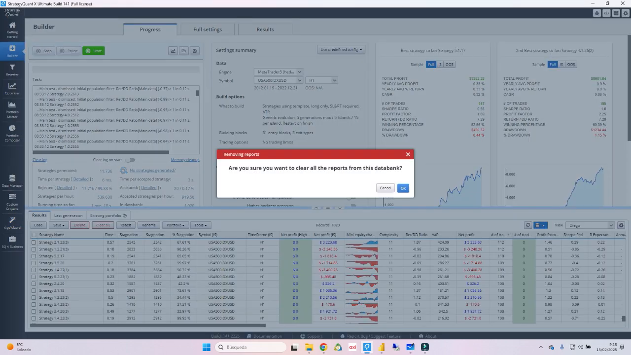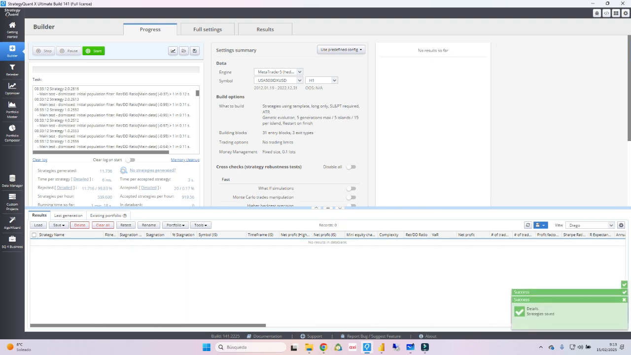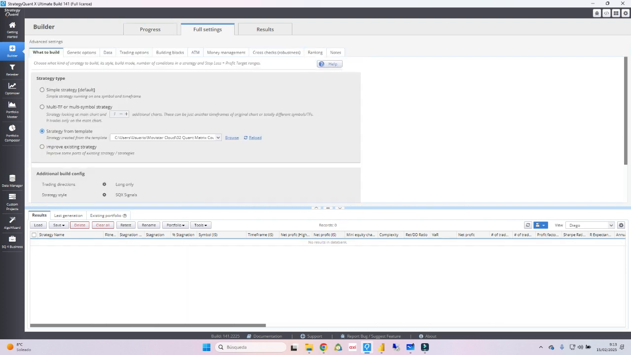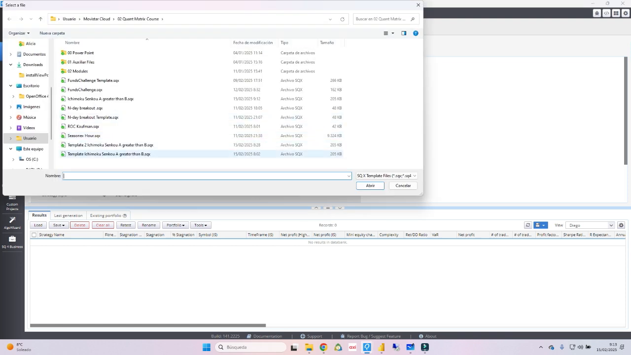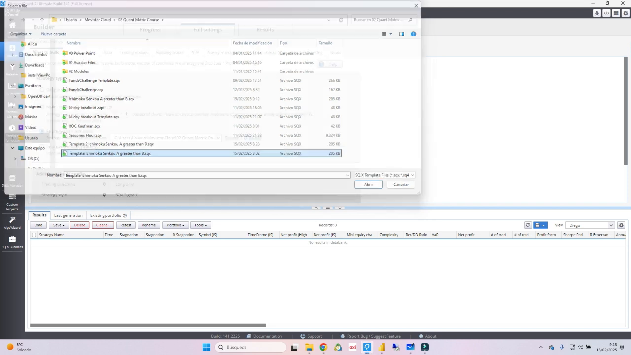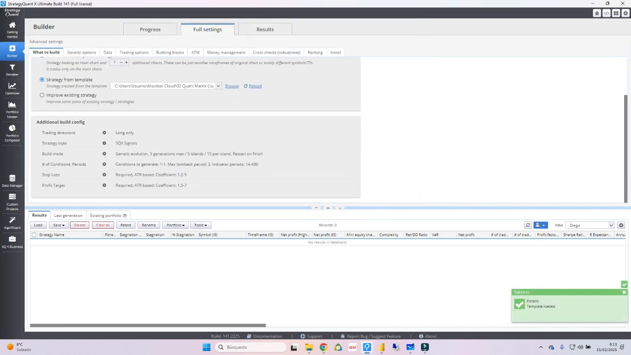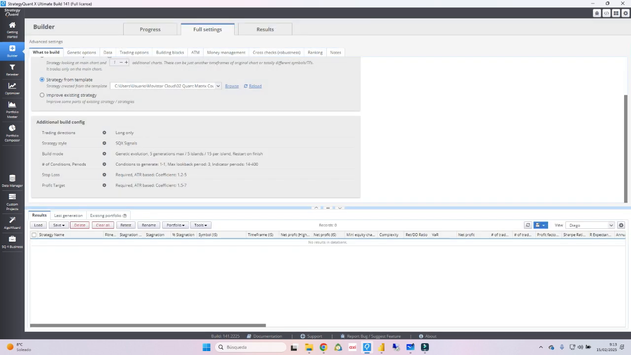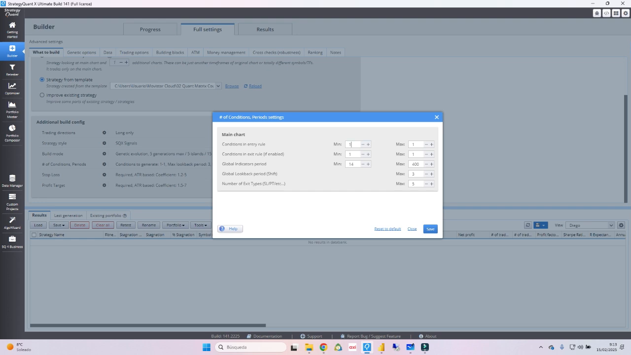I'm gonna clear all this from the beginning. I'm gonna go to full settings, go to build. I'm gonna choose strategy type, strategy from the template, and I'm gonna use this one that we have configured. The configuration is I'm gonna use a genetic evolution, with conditions to generate minimum one and maximum one. I'm forcing StrategyQuant to use one filter.